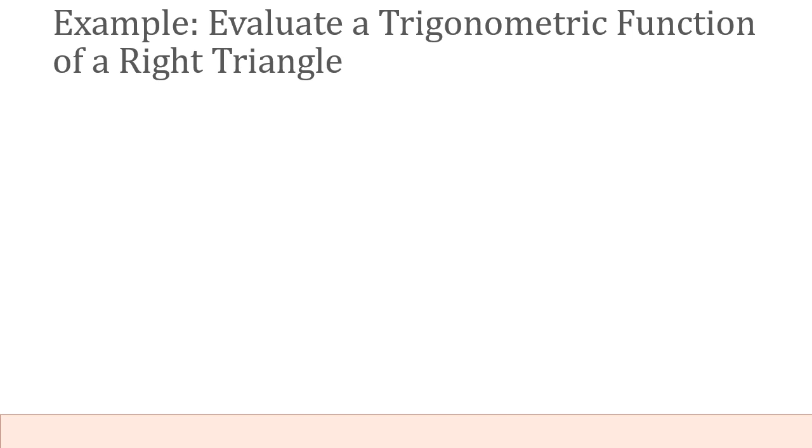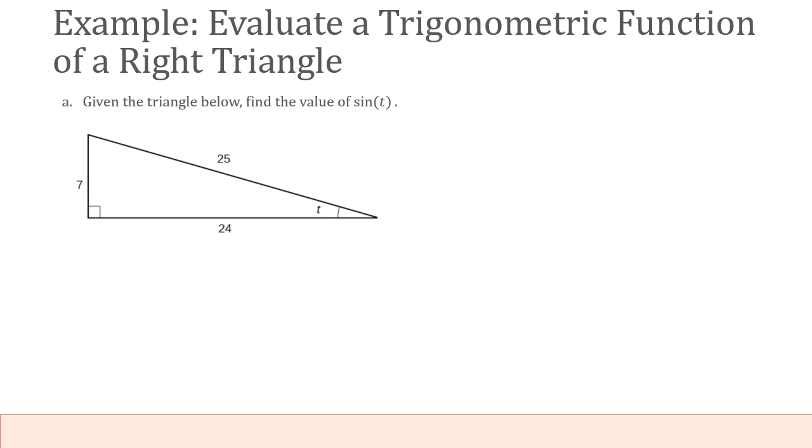So let's try another example where we're asked to evaluate a trigonometric function of a right triangle. Part A says, given the triangle below, find the value of the sine of angle T. Now this triangle is a right triangle, and the side that's across from that 90-degree angle has a length of 25. The other two sides have a length of 7 and 24, and angle T is in the bottom right-hand corner. So we're being asked to find the sine of angle T.